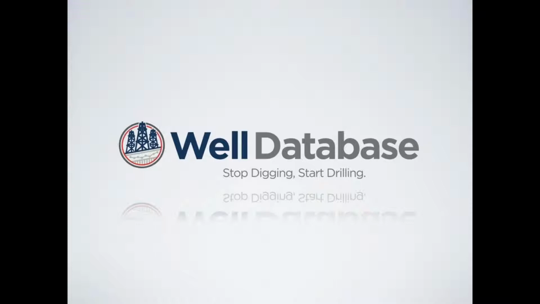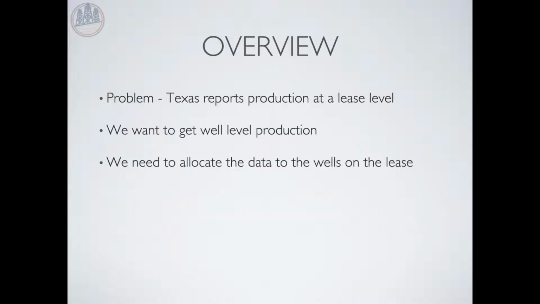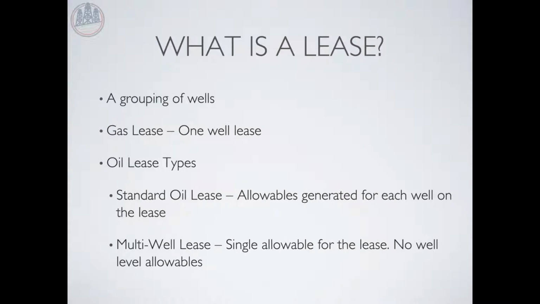So just to dive right in, overview, the problem. Texas reports production at a lease level. Most people on this webinar are already aware of this. The goal is obviously to get it to a well level, and to do so, we have to allocate the lease level data down to the well. What is a lease? It's a grouping of wells. It can be anything. There's not really rhyme or reason necessarily to how the wells are put in place.